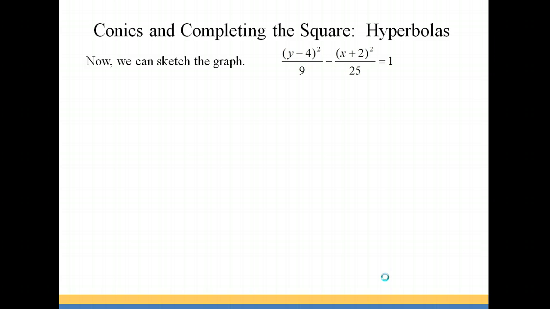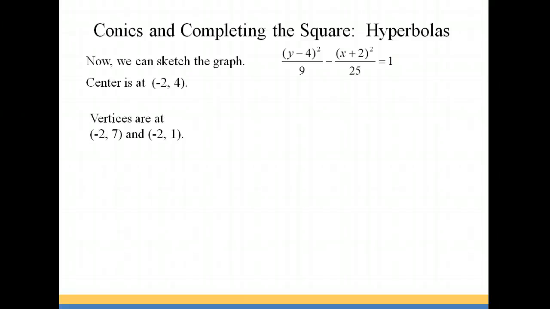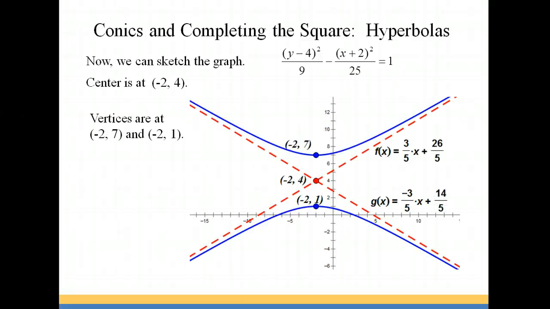Now we can sketch the graph. We know where our center is, and we know where our vertices are, and we know what our asymptotes are. So we're going to go ahead and graph it. Now remember that we said our vertices are lining up vertically, so our graph is going to open up and down. Our center is marked here, which is halfway in between the two vertices, and the two asymptotes are graphed.